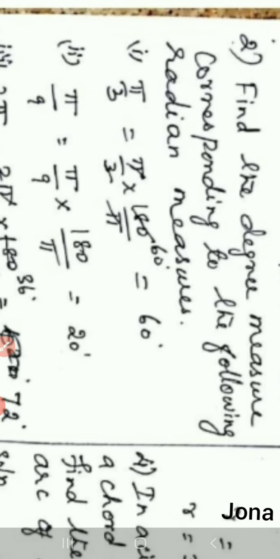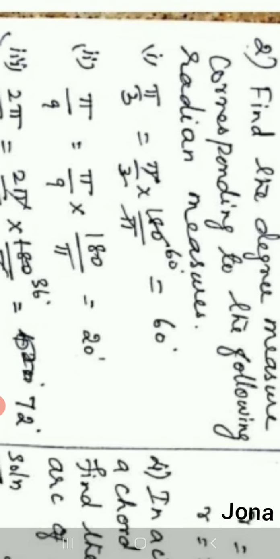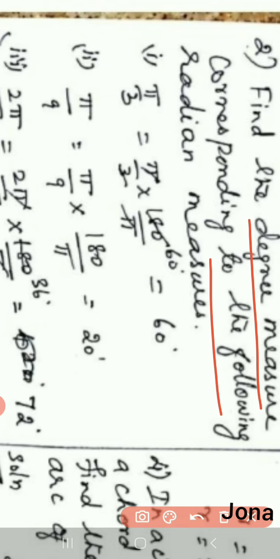Look at the second problem. Find the degree measure corresponding to the following radian measures. We are going to find the degrees from the given radians. So we are going to convert radians into degrees. For this we have to do the reciprocal thing, that's all.